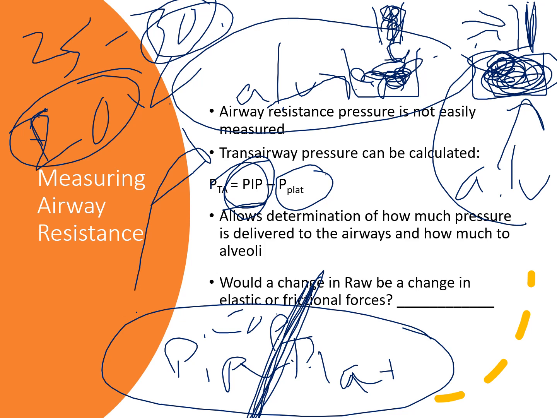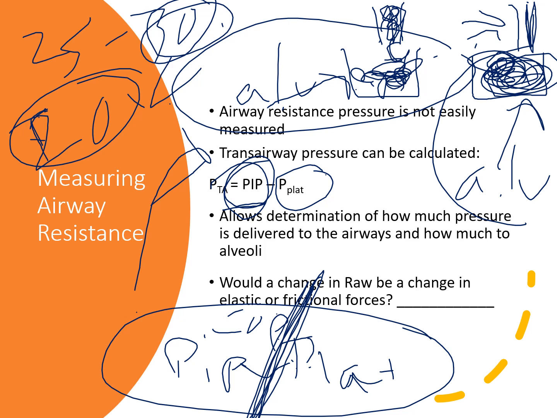So if the PIP moves but the plateau stays the same, then it's a raw relationship. They weren't very compliant. One moved, the other one stayed at home, right? It's a raw relationship. So what we're looking at here is how much pressure is delivered to the airways and how much to the alveoli when we're looking at airway resistance.